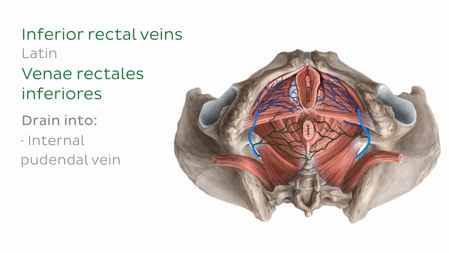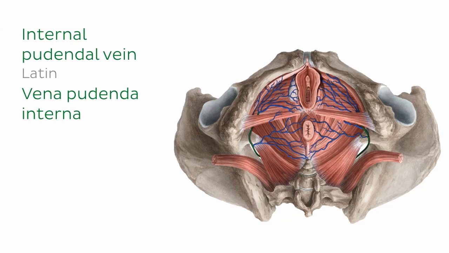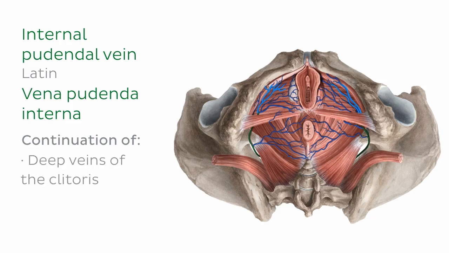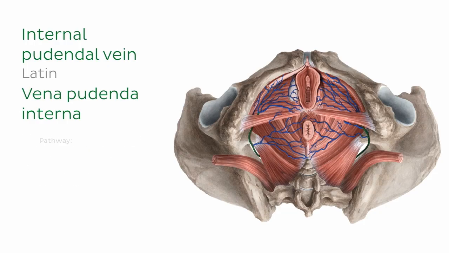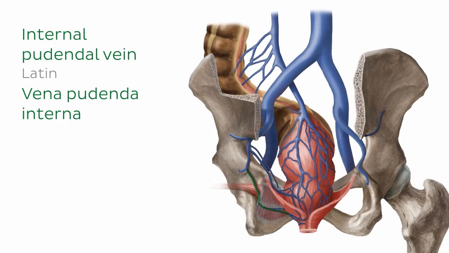And as we've already mentioned, all of the 4 veins we just discussed drain into the internal pudendal vein, which is this vein now seen highlighted in green. And in females, the internal pudendal vein is essentially a continuation of the deep veins of the clitoris, which, if you remember, are these veins highlighted just here in blue, and it then courses posteriorly within the pudendal canal with the internal pudendal artery and the pudendal nerve before it exits the perineum via the lesser sciatic foramen. And in this image we can also see that the internal pudendal vein drains into the internal iliac vein.